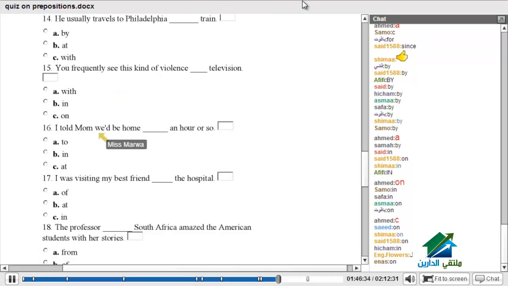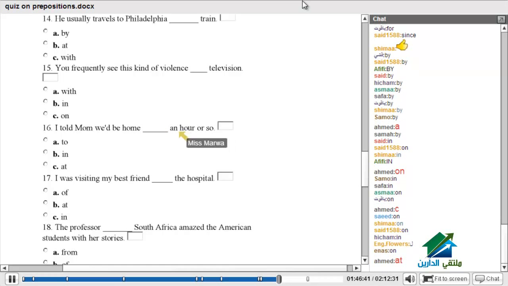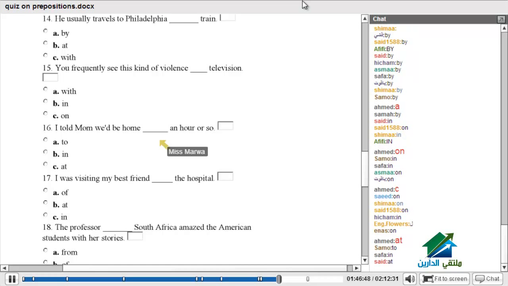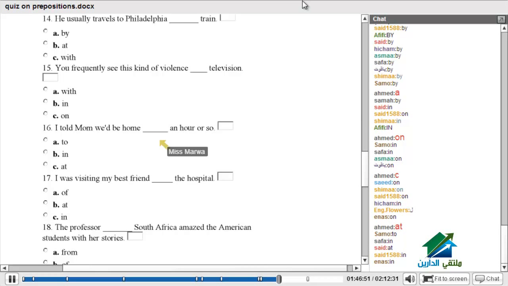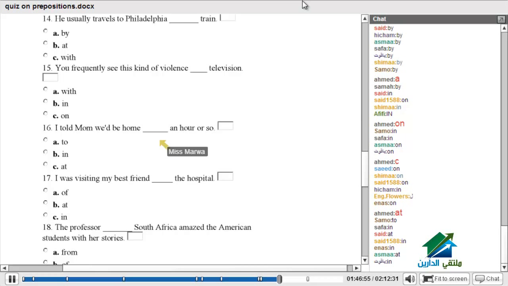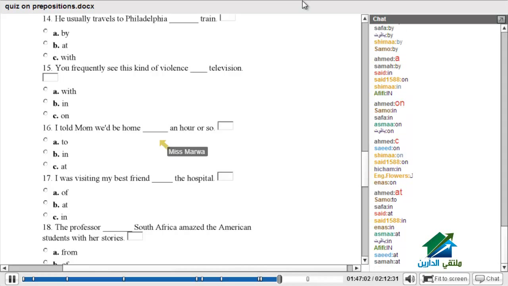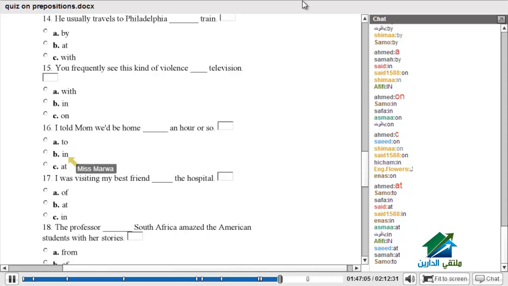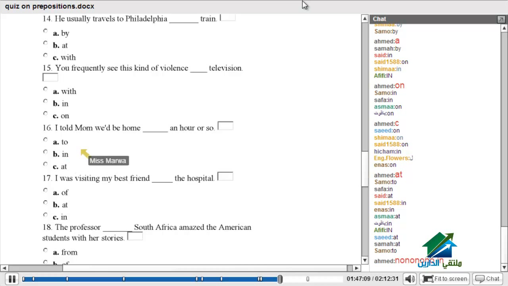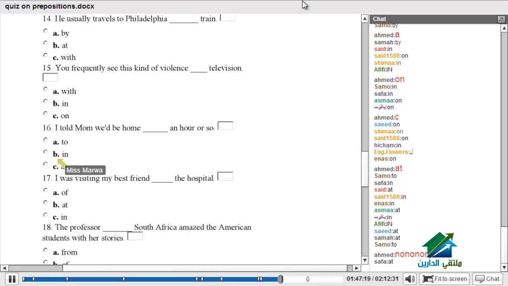I told Mom we have to be home in an hour or so. To an hour, in an hour, at an hour. In. I see new names here, newcomers, I think. Anyway, Sameh, you're welcome all. At, in, to. Hi, Gama. Choose. Number 16. In. This is the right answer. In an hour.